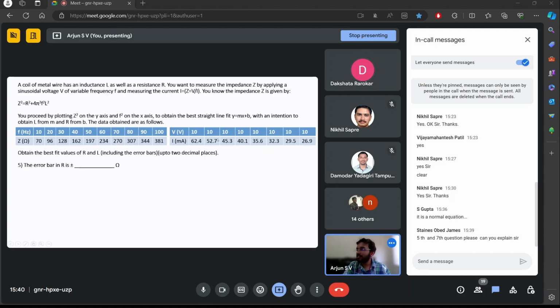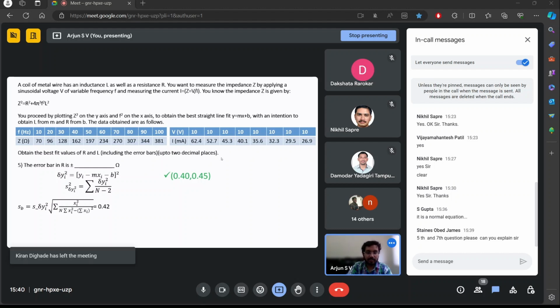Yeah, here it is. For the error value of r, you use the same thing, but you calculate the value of r, then you calculate the error value for r square, and then you take a square root of it. Ultimately, you'll end up with an answer of 0.42, and your accepted range will be between 0.4 and 0.45.